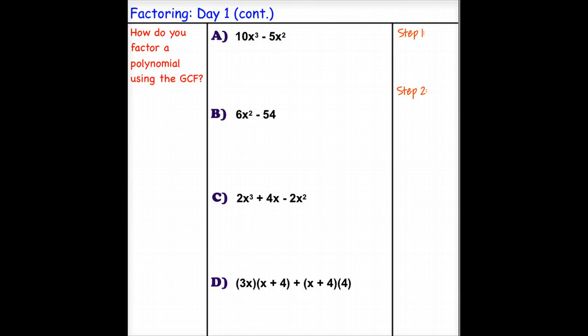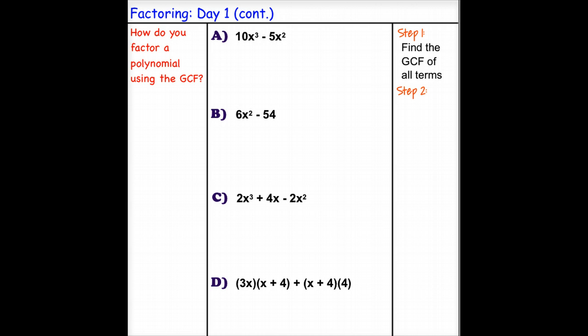The first type of factoring that we are going to do is factoring a polynomial using the GCF. So the first step that we need to do is find the GCF of all the terms. In other words, what is in common that we can divide out?